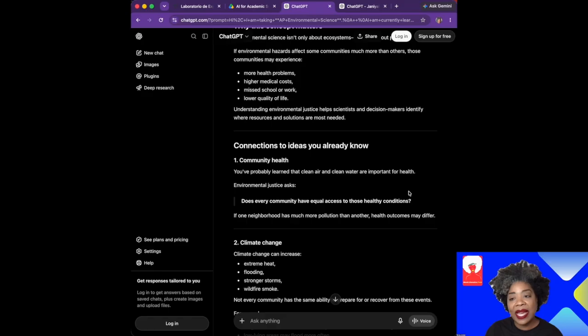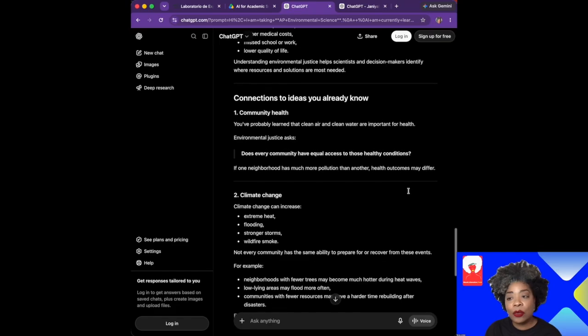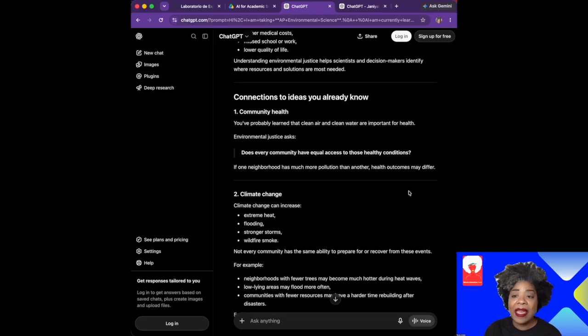Connections to ideas you already know. Community health. You've probably learned that clean air and clean water are important for health. Environmental justice asks, does every community have equal access to those healthy conditions? If one neighborhood has much more pollution than another, health outcomes may differ.